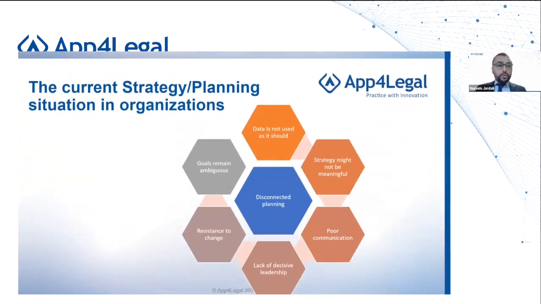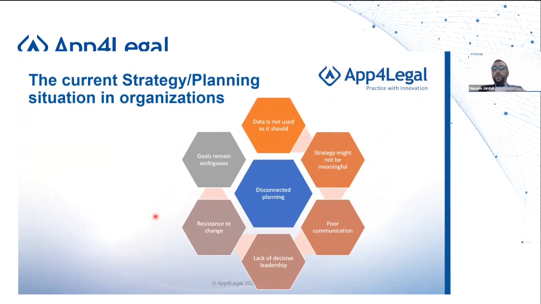So without further ado, if we take an overview look at what is happening in organizations now, we found that some of them are disconnected, right? Operations are disconnected. Data is not used as it should be. Strategy might not be meaningful. Maybe we have some medium-sized law firms that lack some strategy reformulation. Poor communication is one of the main issues that were initially highlighted during the COVID-19 pandemic. Lack of decisive leadership. This is something that I'm constantly seeing in in-house legal departments and in law firms.